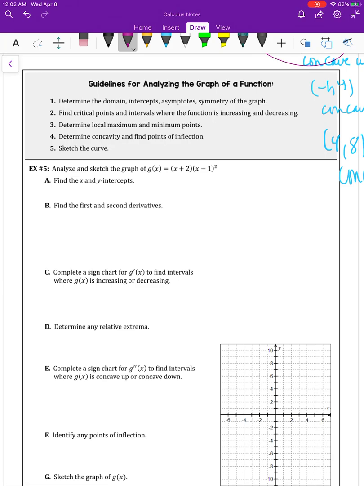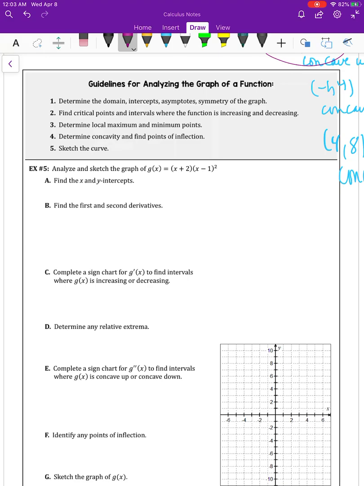All right, so that was a little bit of curve sketching there, what the whole lesson's called. Now, guidelines for analyzing the graph of a function. The first thing you do is determine the domain, intercepts, asymptotes, and symmetry of the graph. Then you're going to find critical points and intervals where the function is increasing and decreasing. Then you're going to determine local maximum and minimum points. Then determine concavity and find points of inflection and sketch the curve.